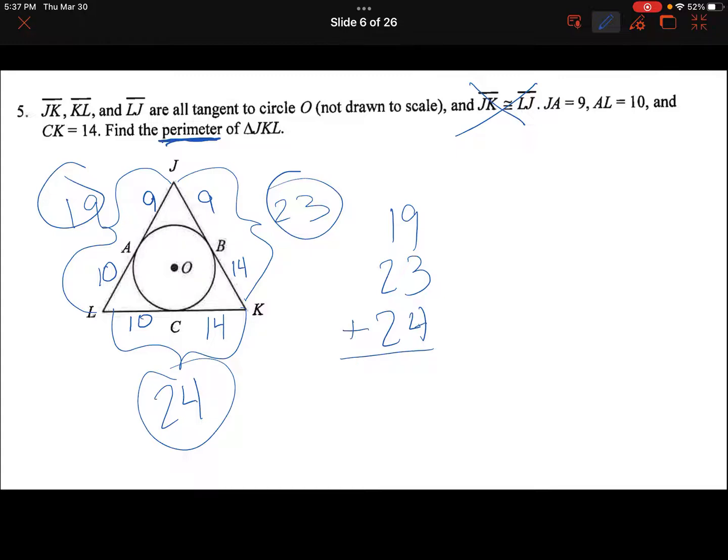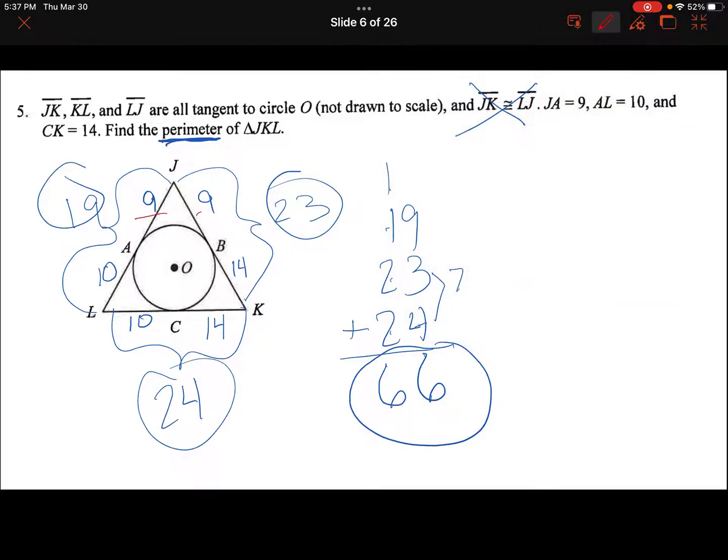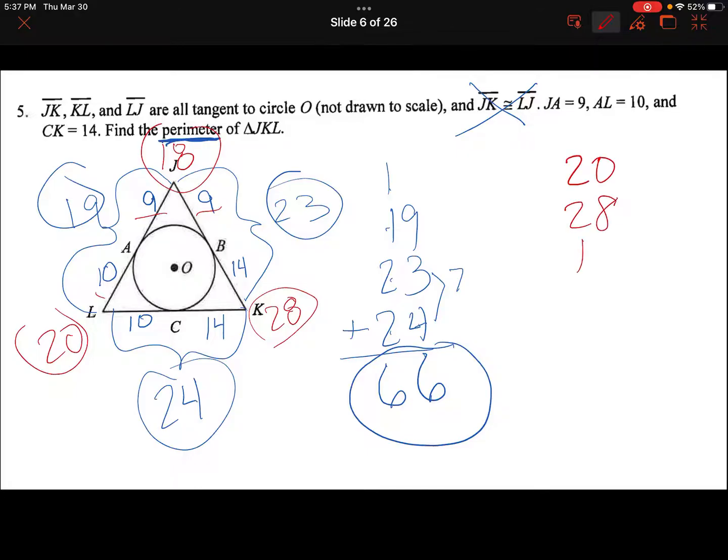So we're adding all these together here. 4 and 3 is 7, plus 9 is 16. Carry my 1, 2, 4, 5, 6. I get 66 for my perimeter. Now, the other way that we looked at this in class, we have 9 and 9, which is 18. Just use your doubles. Double 9 is 18, double 10 is 20, and double 14 is 28. So we could use those numbers to add together. 20, 28, and 18. Again, you can see here that you're going to end up with 66. So whichever way is better for you, please do that.